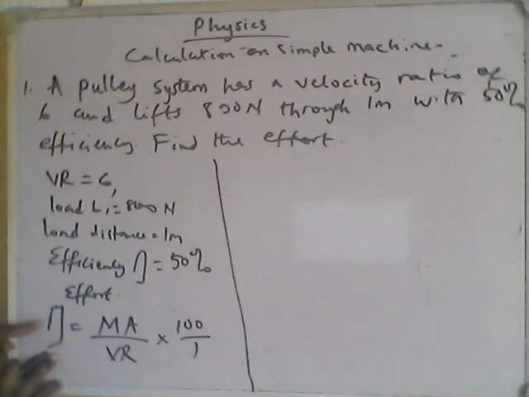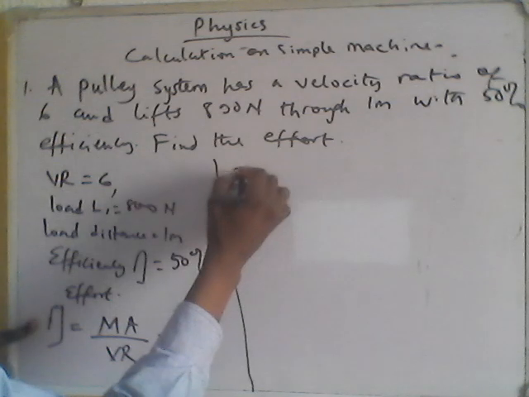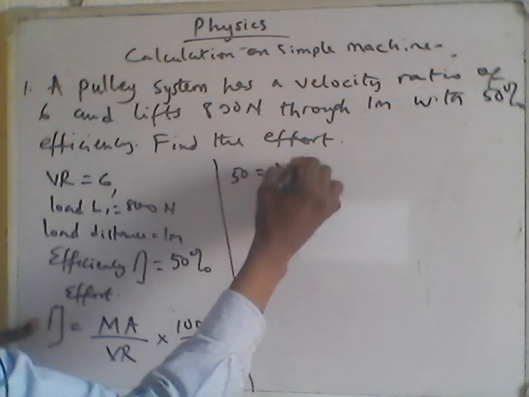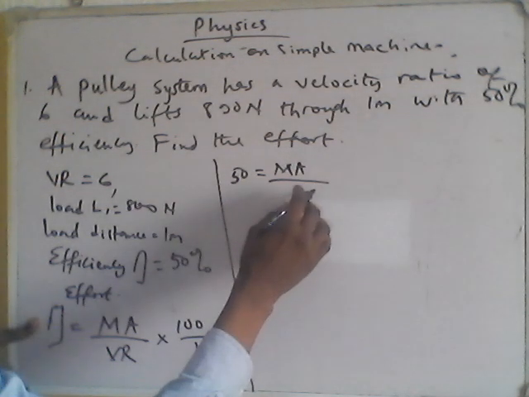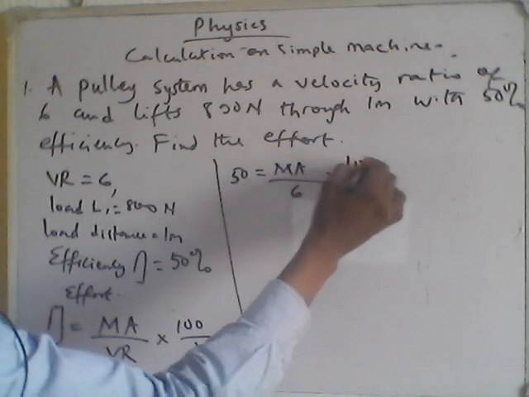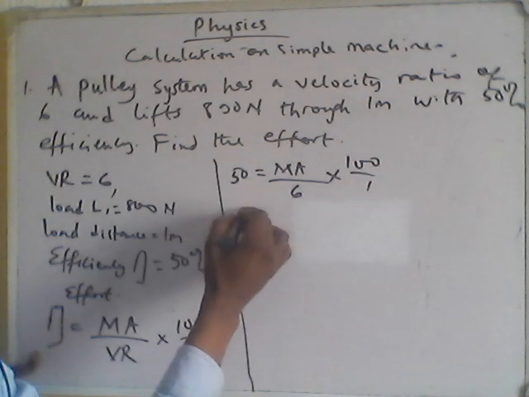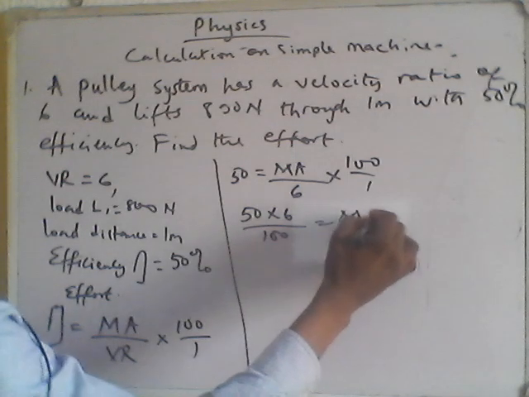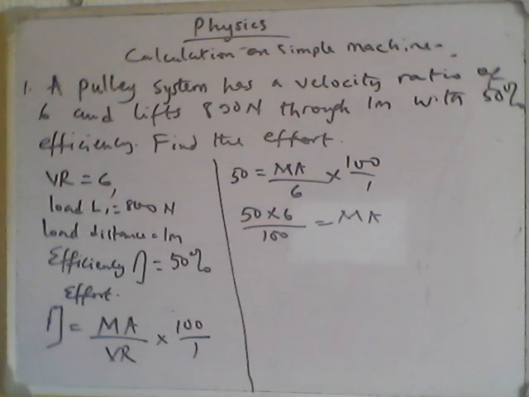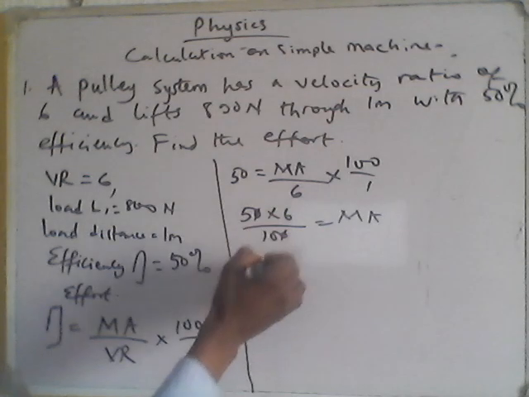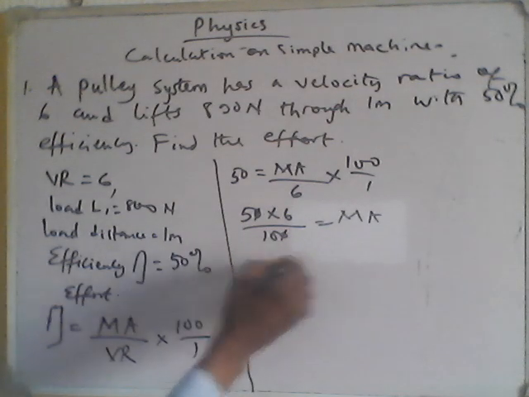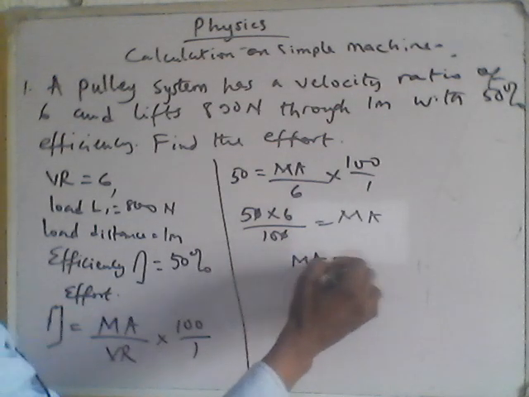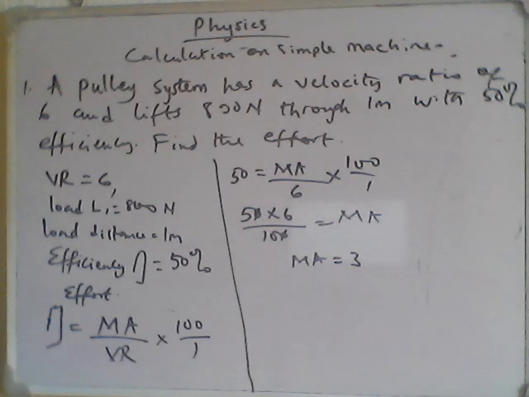We're given that efficiency is 50% from the question. 50% is equal to MA unknown all over VR, velocity ratio, which is 6, times 100 over 1. So I can get this quickly by saying 50 times 6 over 100 will give me MA. Now what is MA from here? MA will be given as 3. Because this cancels this, and this times this is 30. So MA is 3.